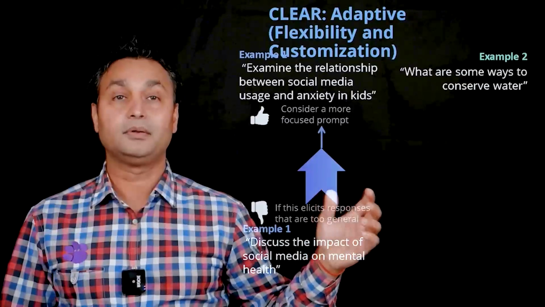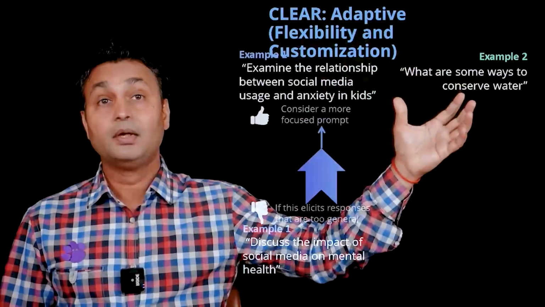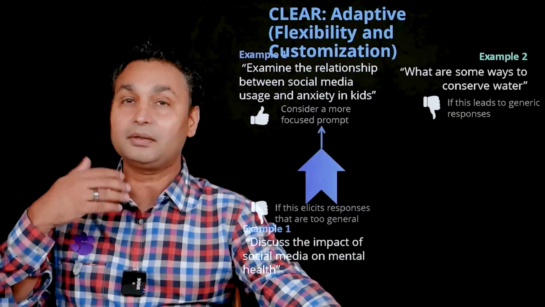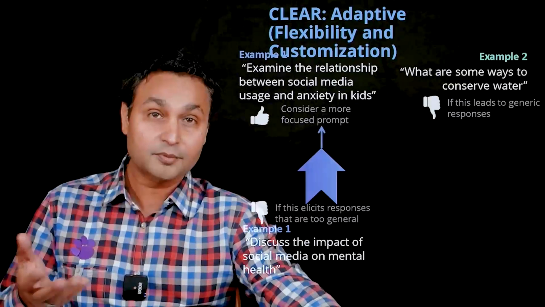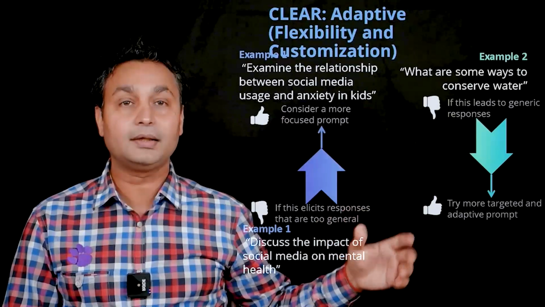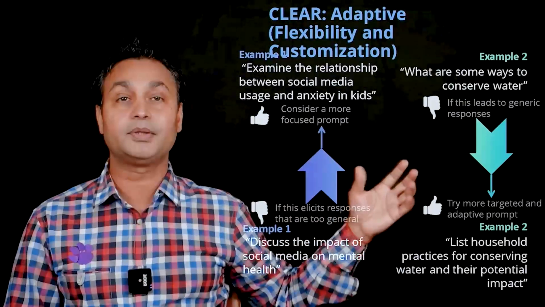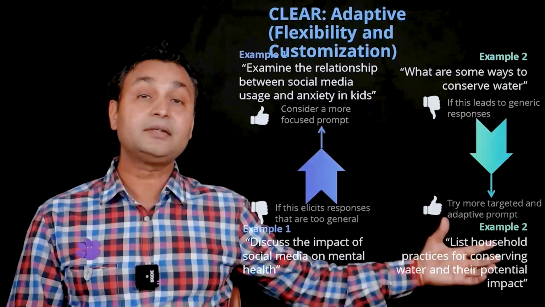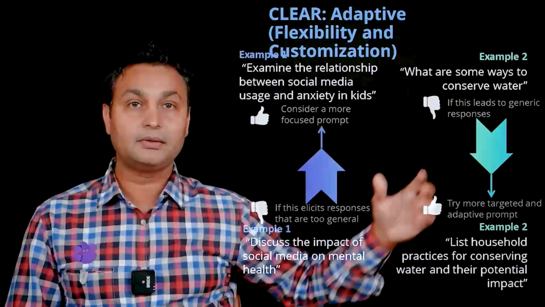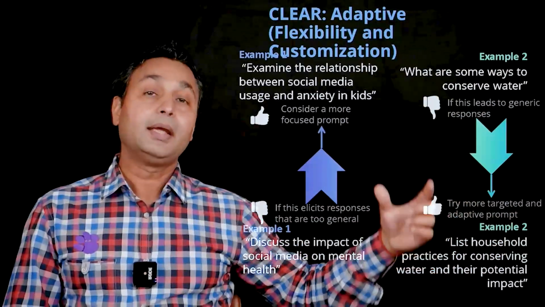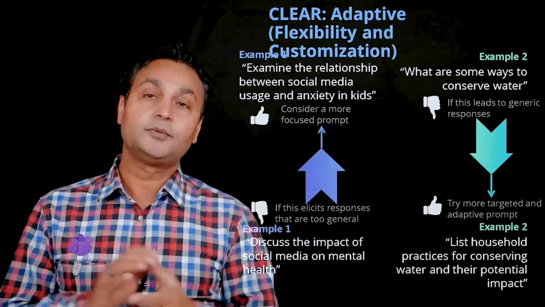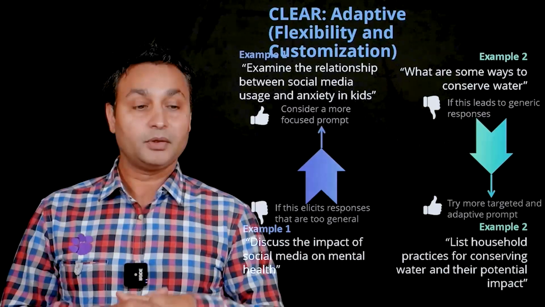Here's another example where you are giving a prompt: what are some ways to conserve water, right? Again, this is too broad, and if that does not lead to a good response, or leads to a very generic response, then what you can do is try to improve and become more targeted and provide adaptive prompts, which would be something like this: list household practices for conserving water and their potential impact, right? So you're modifying this and becoming more targeted and providing prompts which are probably going to lead to better, more useful information from the ChatGPT interface.